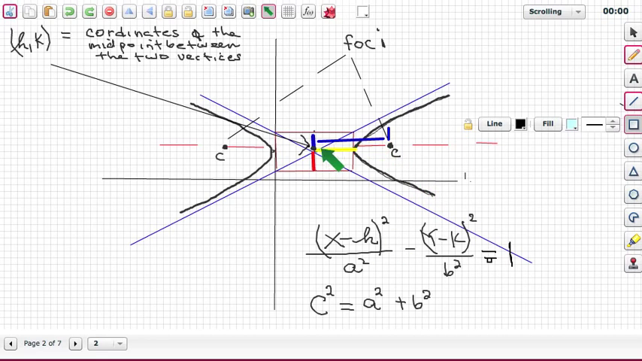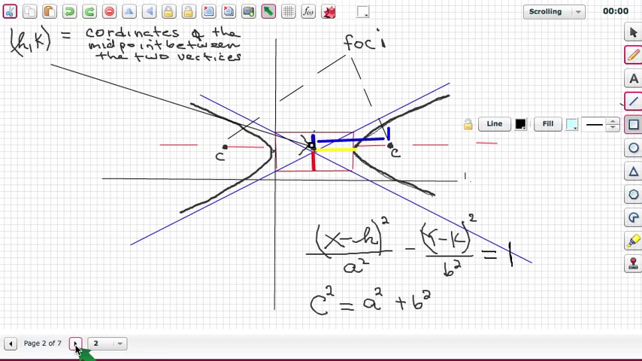Now the c value is the distance from the center all the way out to the focal point. c squared is equal to a squared plus b squared. So if you knew c and a, you can always calculate b, or vice versa.